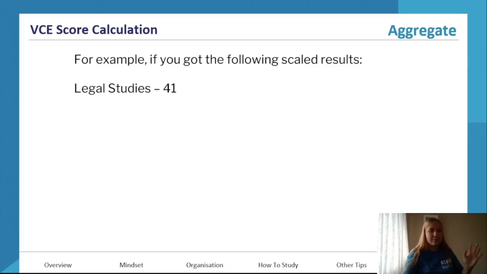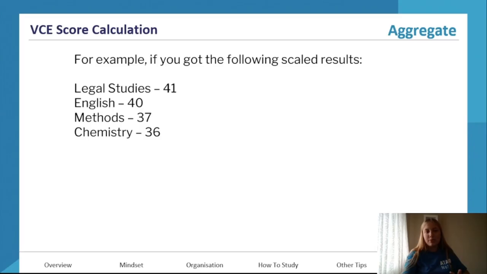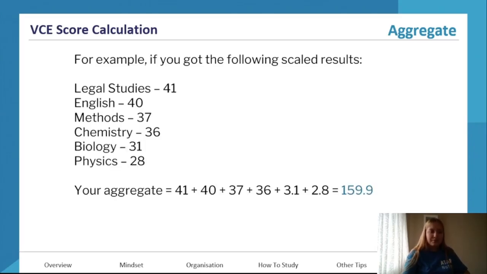So this is just an example. Say these were your scaled study scores. So they've already been adjusted. This is not the raw study score that you get, but this is the scaled score. So after it's gone up or down, depending on the adjustment, these are the scores that will be used for calculating your aggregate. So say we got a 41 in legal studies, a study score of 40 in English, methods 37, chemistry 36, biology 31, and physics 28.